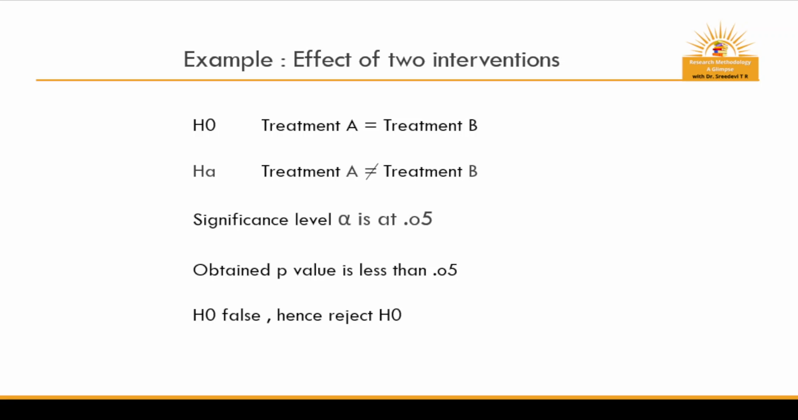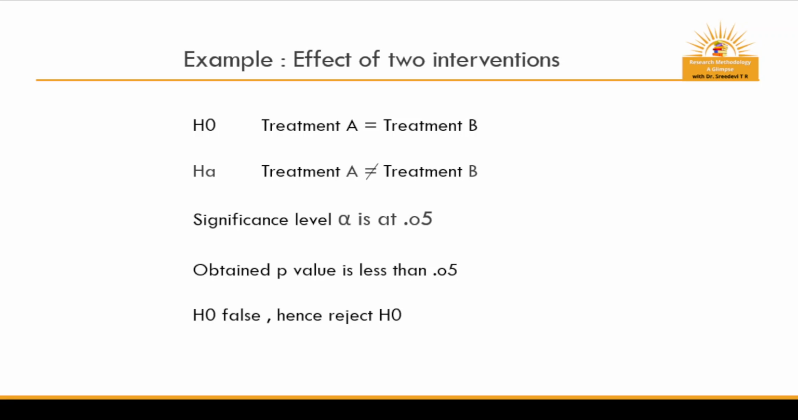If the obtained p-value is less than 0.05, null hypothesis is considered to be false, hence reject null hypothesis. That is, p-value obtained from the statistical test is lower than the chosen level of significance, reject null hypothesis. It means there is statistical difference between treatment A and treatment B. So here null hypothesis stated is treatment A equal to treatment B. That is considered to be false, and we reject null hypothesis and accept alternate hypothesis. That is, there is a significant difference between treatment A and treatment B.